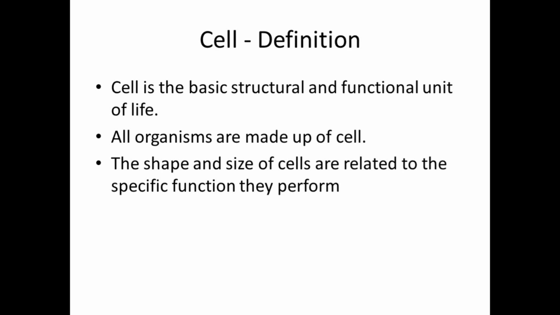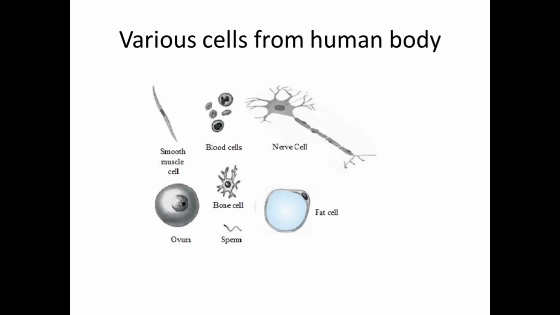We know some of the cells will be very small like mycoplasma, but the largest cell is the ostrich egg, that much big it will be. So the size of the cells varies from very minute mycoplasma to the largest ostrich egg. And the shape of the cell also varies. Each and every cell will have different shapes according to the function they do. According to which function they are doing, the shape of the cell varies.